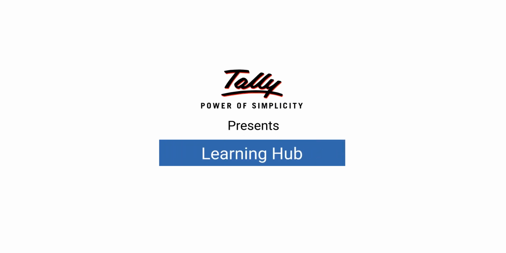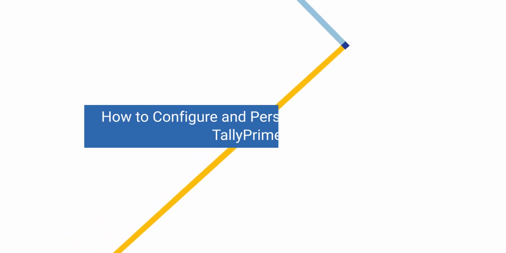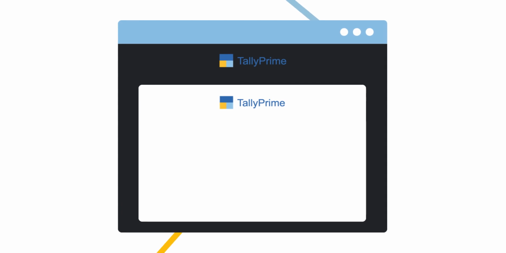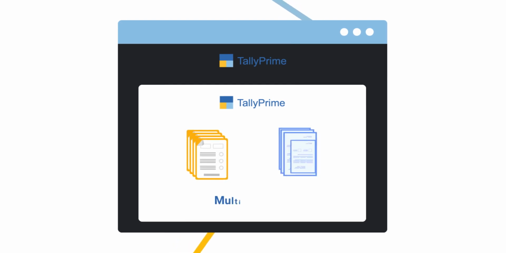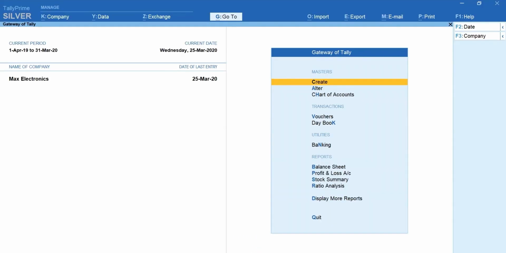In this session, you'll learn how to personalize business reports in TallyPrime. The Save View feature in TallyPrime allows you to create and save multiple views of the same report in a way it best suits you. To begin with, let's learn how to create and save a report view.